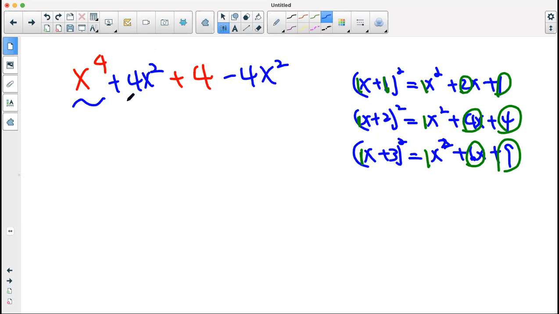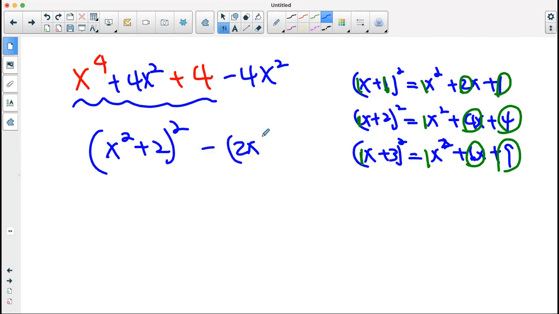But wait a minute. What do the first 3 terms become? It becomes x squared plus 2, quantity squared. Perfect square, isn't it? Yeah, can you see that? How about the second one? It's a minus 2x quantity squared, isn't it?